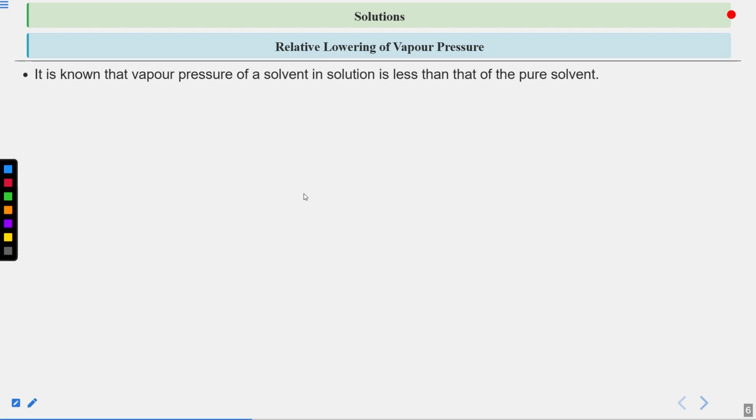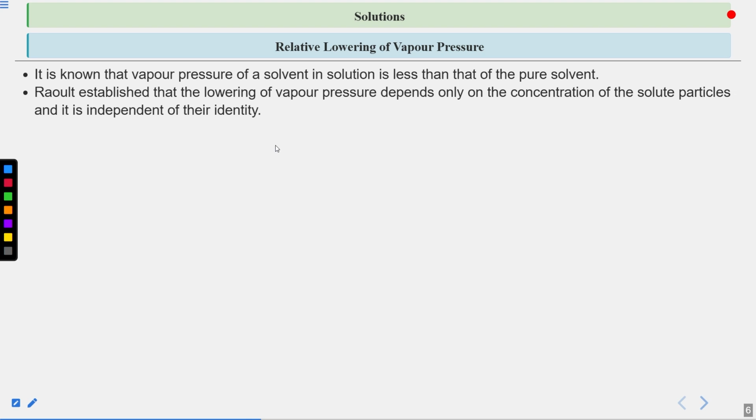Now, if I talk about the relative lowering of the vapor pressure, it is seen that whenever we add a non-volatile solute to a volatile solvent, the solution becomes less volatile. As a result, the vapor pressure of the solution decreases. Raoult tried to establish the relation between the lowering of vapor pressure and the concentration of the solute particles. Remember, it is not dependent upon the nature of the solute particle, only upon the concentration, because we are concerned with the number of solute particles.